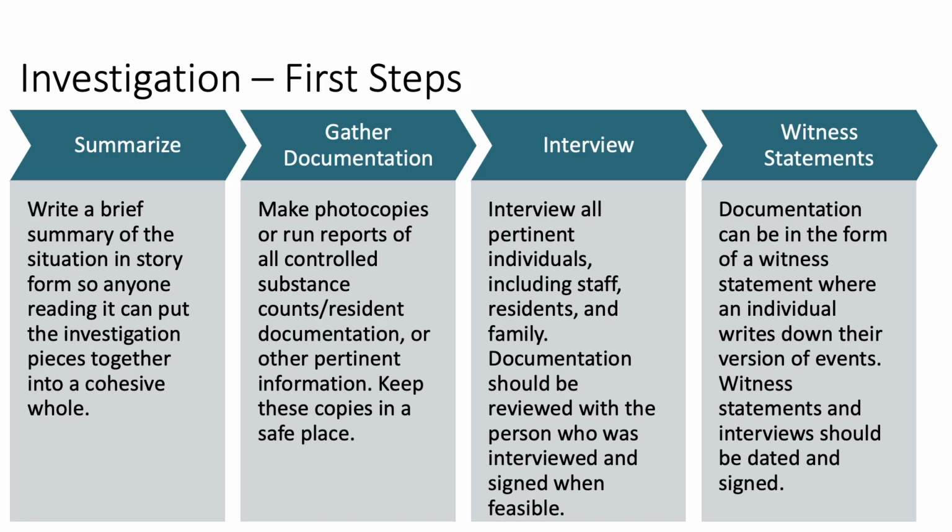The first step in an investigation is to summarize what you know. Write a brief summary of the situation in story form, so anyone reading it can put the investigation pieces together into a cohesive whole. Then gather documentation. Make photocopies or run reports of all controlled substance counts, resident documentation, or other pertinent information. Keep these copies in a safe place. After that, interview all pertinent individuals, including staff, residents, and family. Documentation should be reviewed with the person who was interviewed and signed when feasible.